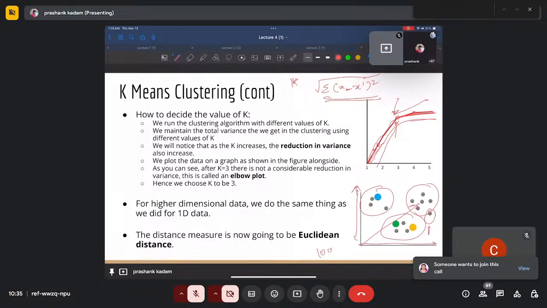So when it comes to K-means, the same elbow graph, if you remember, came back in K nearest neighbors as well. So when you're trying to, again, we are trying to find the optimal number of clusters that explain the variance of the data.